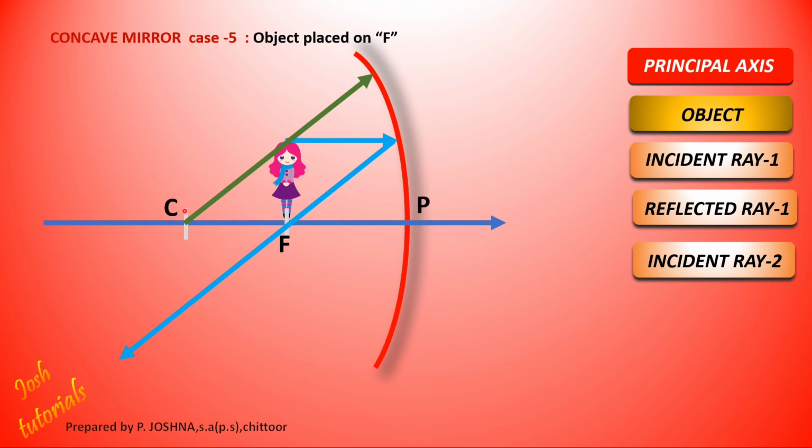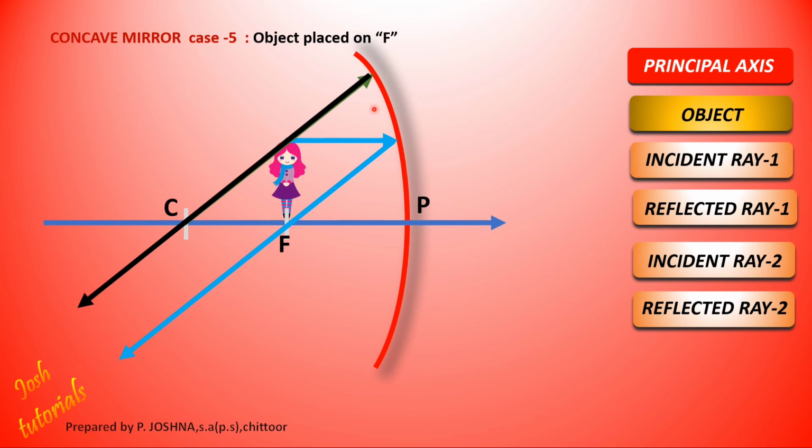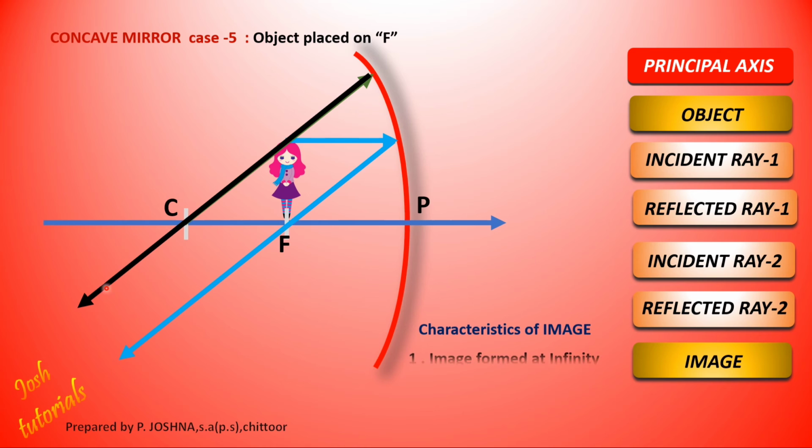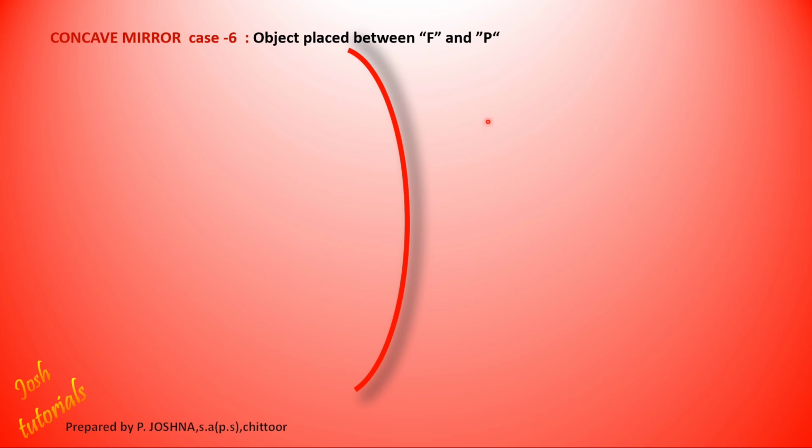Now here we are taking another situation, that is, a ray passing through the center of curvature reflects back the same way. As we cannot draw from here to the focal point, we are taking another line. Now look at the reflected ray. It reflects back. So I am drawing a black line, and as these two lines do not intersect, they are parallel. Image is formed at infinity. The image cannot be defined. It is formed at infinity.